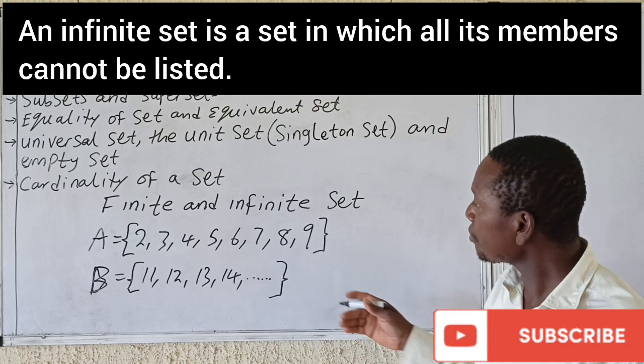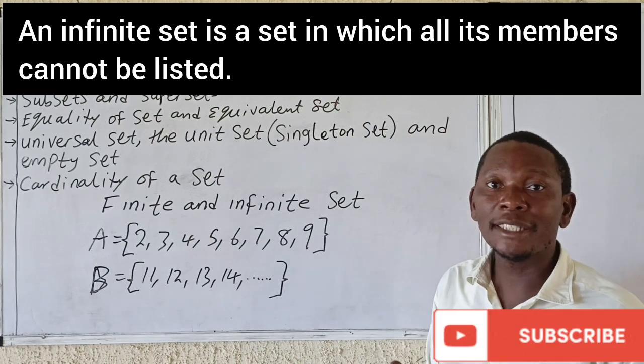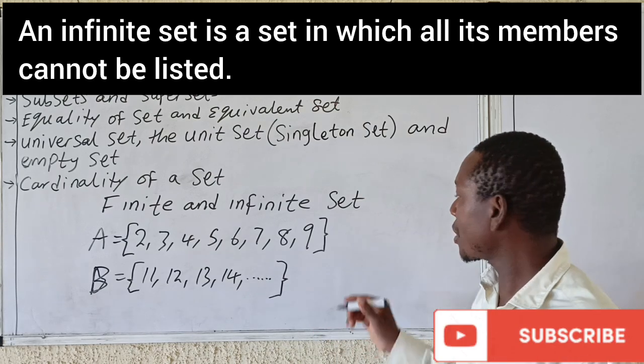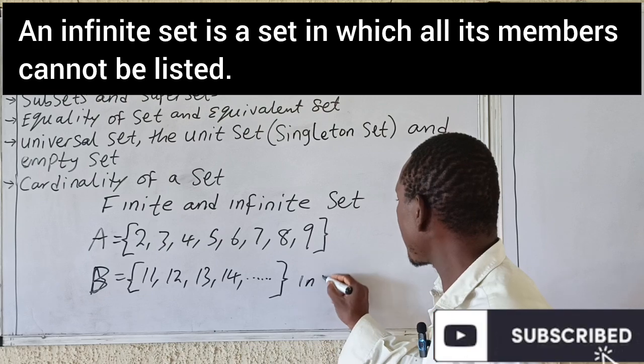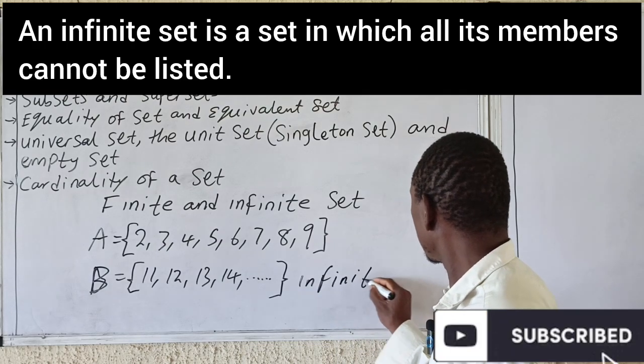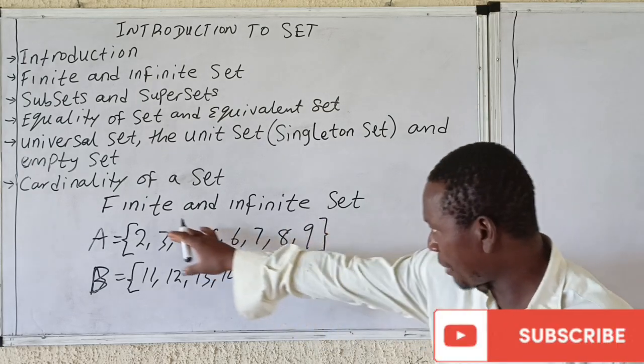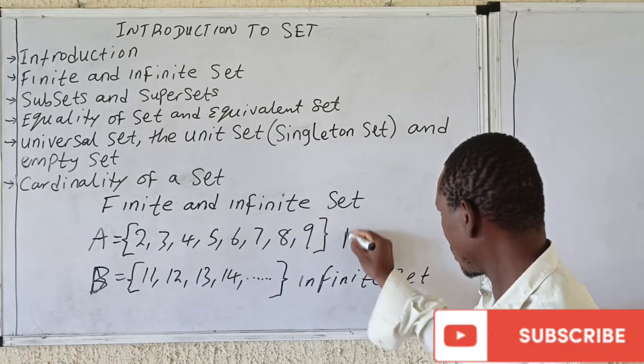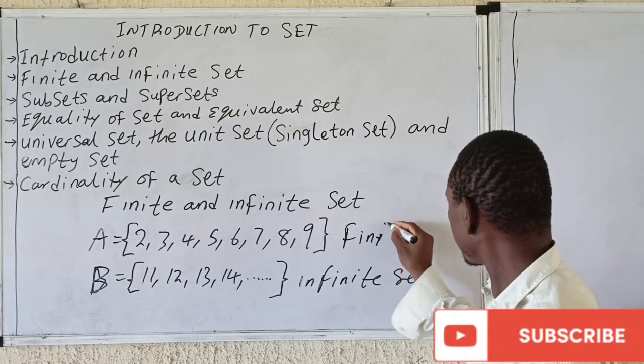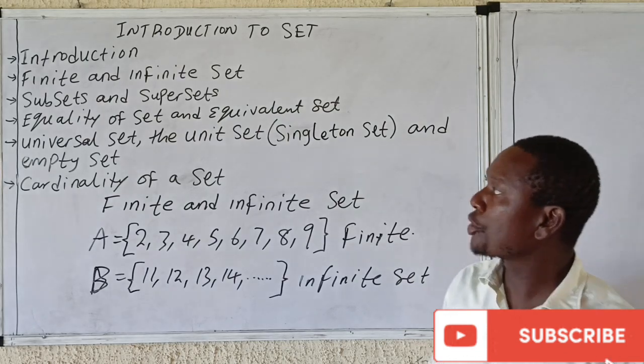So this is actually an infinite what? Set. Infinite set. And this set, where each member can be counted, means what? It's a finite what? Set. So please take note of that.